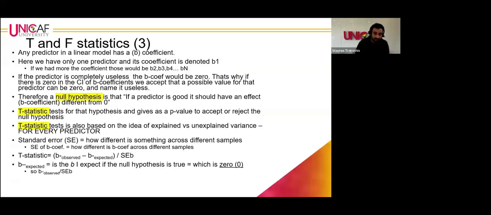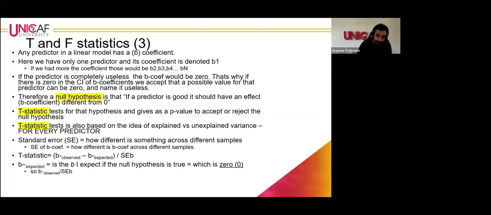To understand the T statistic now, any predictor in a linear model has a beta coefficient. Here we only have one predictor, and its coefficient is denoted as beta 1, the slope of the line. If we have more, we would say B2, B3, B4, etc. If the predictor is completely useless, then the beta coefficient will be 0. That's why if there is 0 in the confidence interval of the beta coefficient, we accept that a possible value for that predictor can be 0.